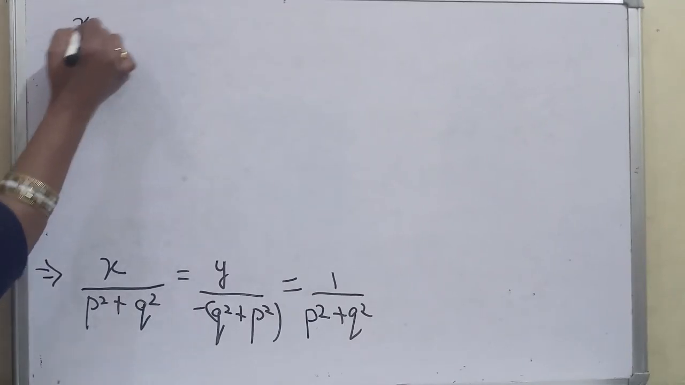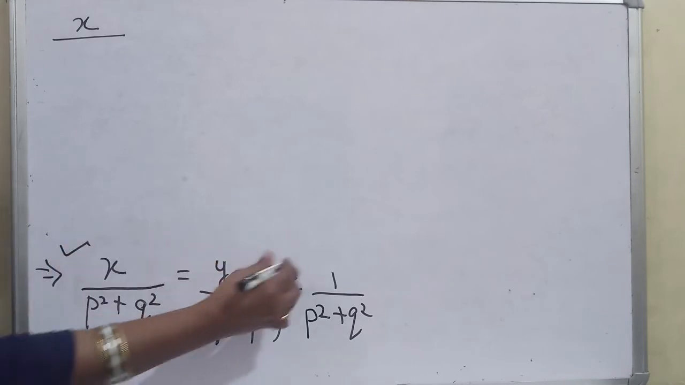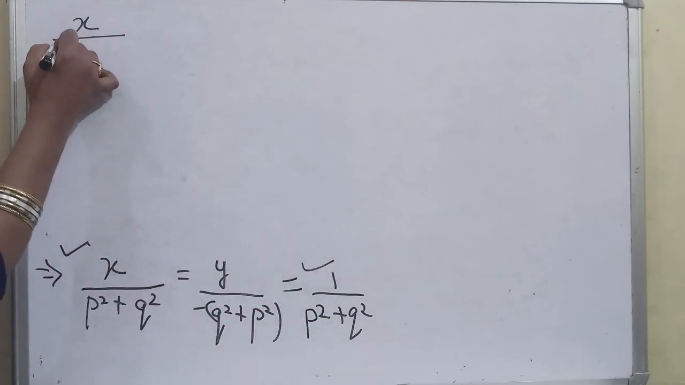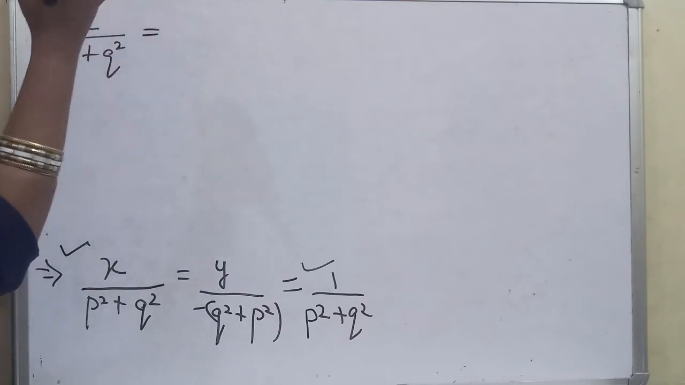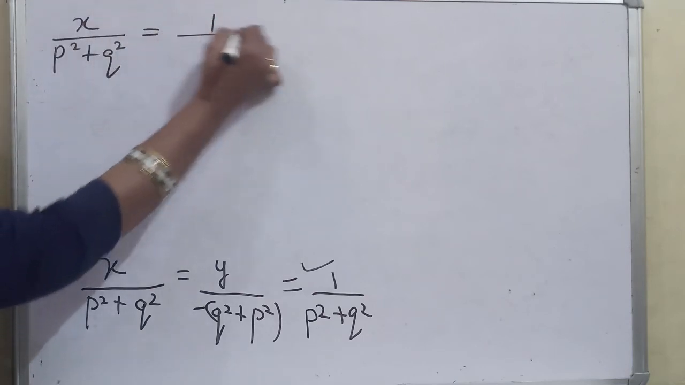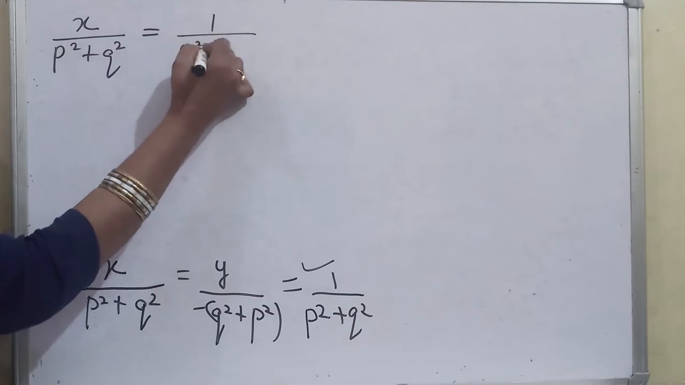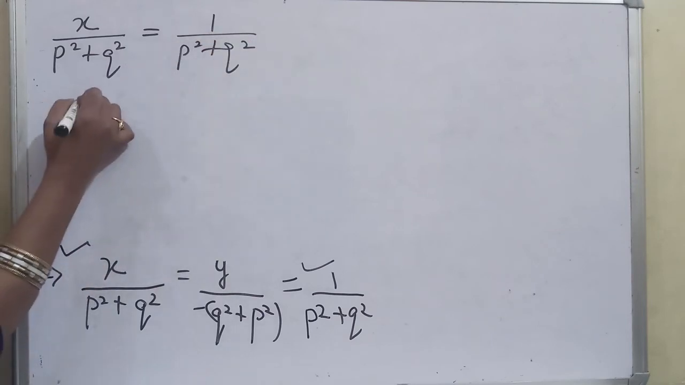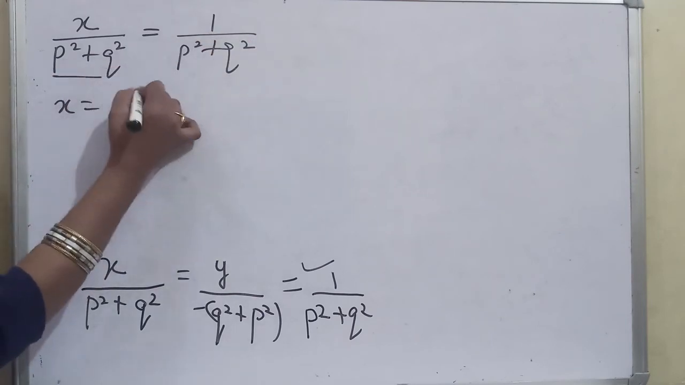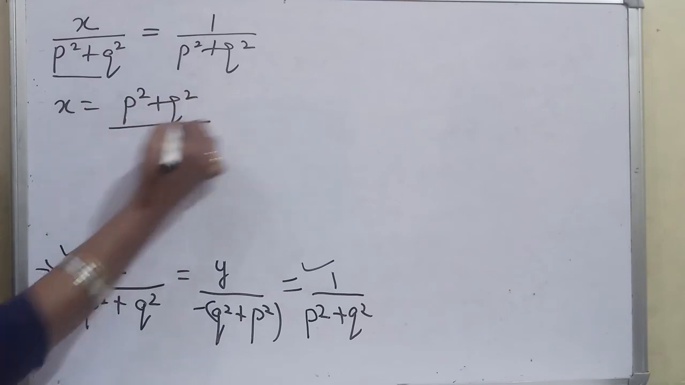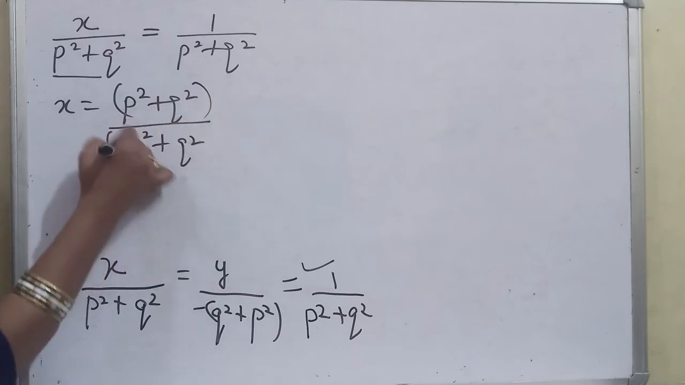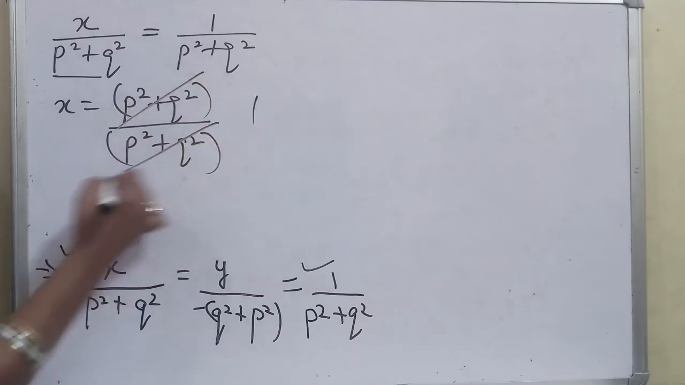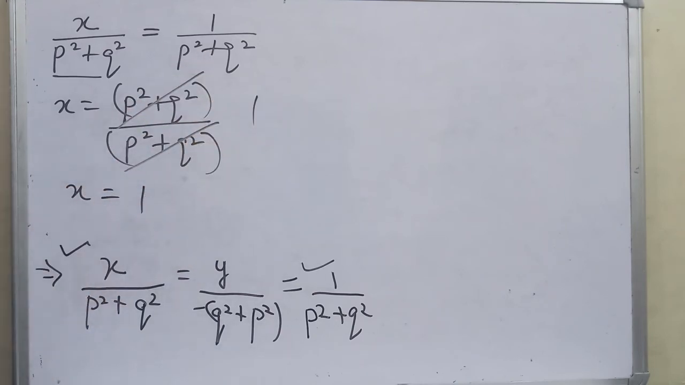Now we'll take the first and last terms. So it will be x by p square plus q square equals 1 upon p square plus q square, and this p square plus q square comes to the right hand side, and they will cancel out each other and we'll get x equals 1.